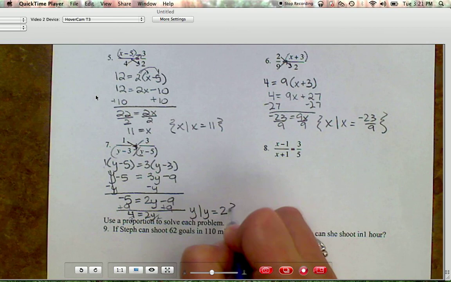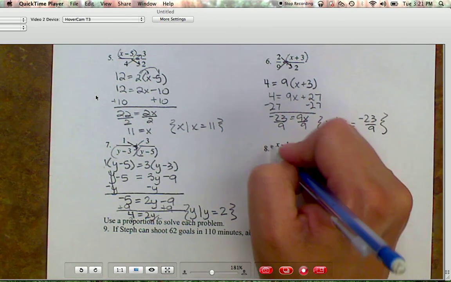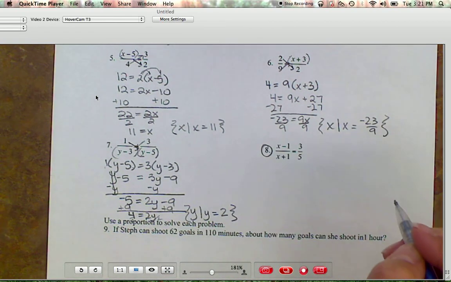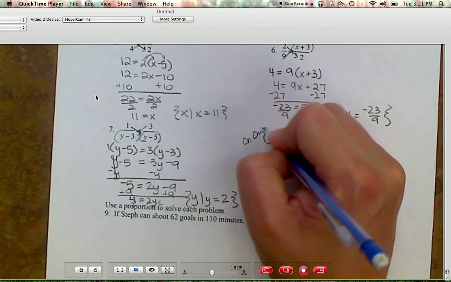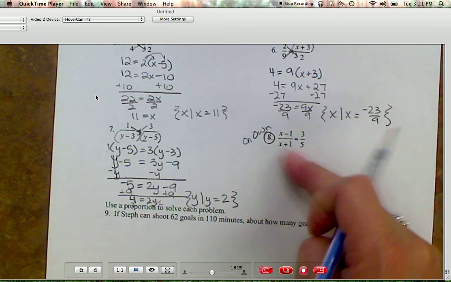2, which is 2. I want you to try number 8 on your own and bring that to class tomorrow. So do this one on your own. You won't get full credit for your notes if you don't have this one done.